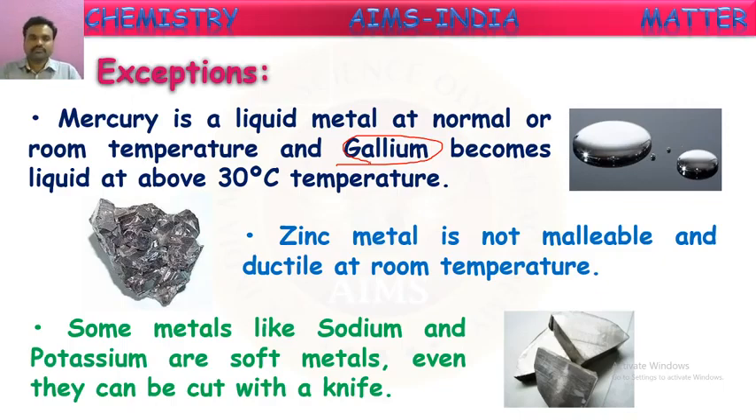Like sodium, potassium, lithium. These metals are soft metals. They can be cut even with a knife. So these are the exceptions to the general properties of metals.